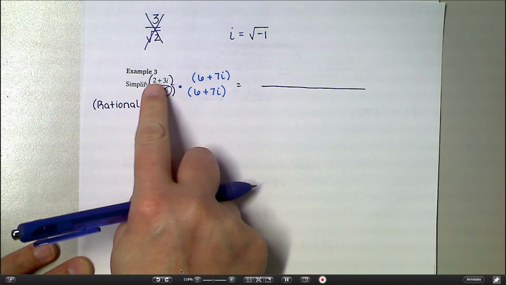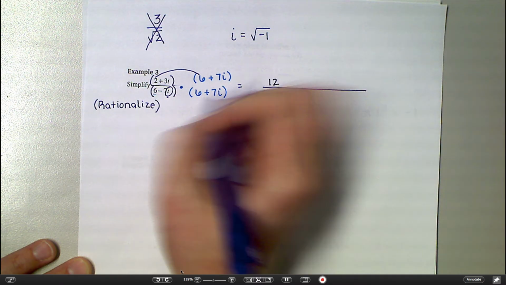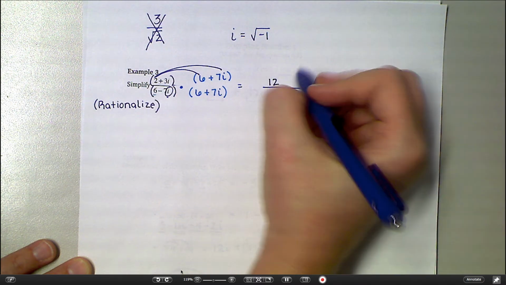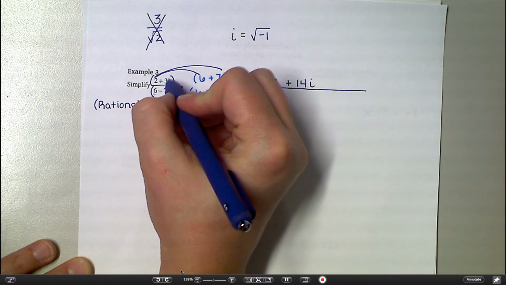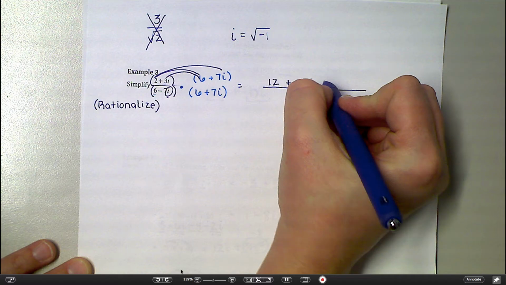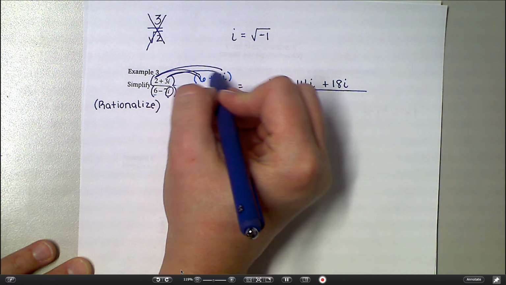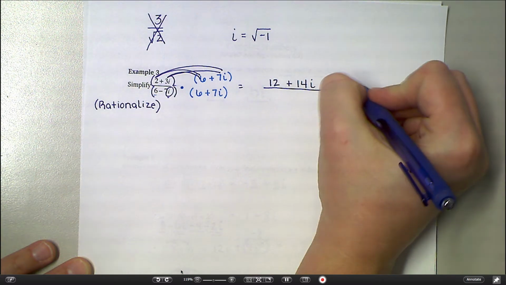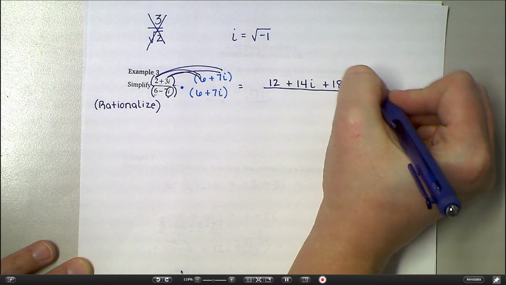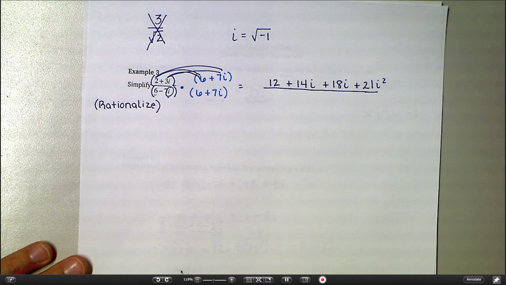So up on the top here, 2 times 6 is 12. 2 times 7i is 14i. 3i times 6 is 18i. And 3i times 7i would be 21i squared. Okay, I'll clean that up in just a minute, but let's do the bottom.